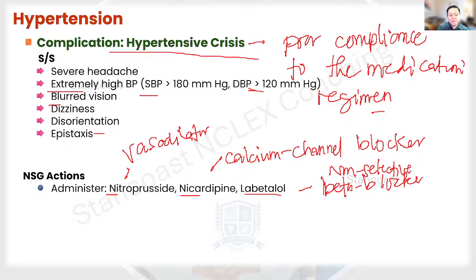I didn't mean that we have to give all three. No, these are just examples of medications that will be ordered when the patient has hypertensive crisis. So either one of the three, all right?